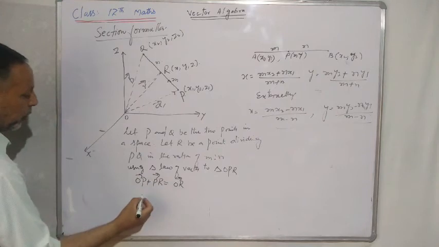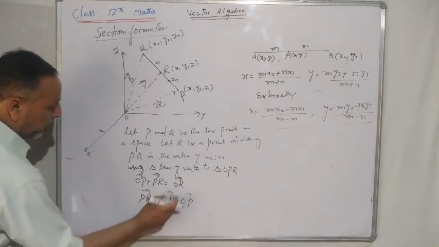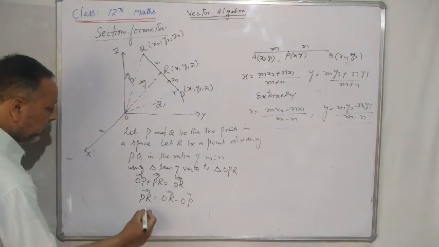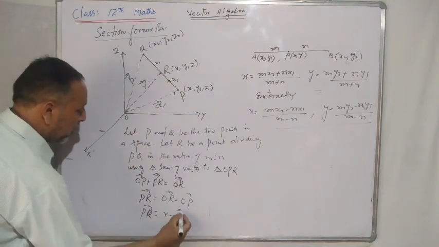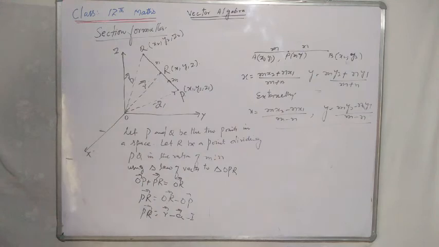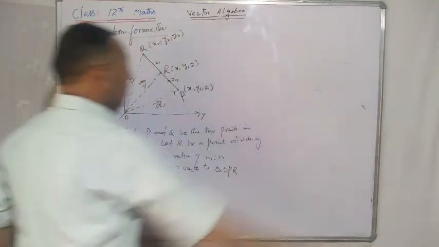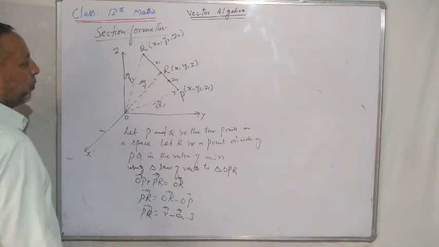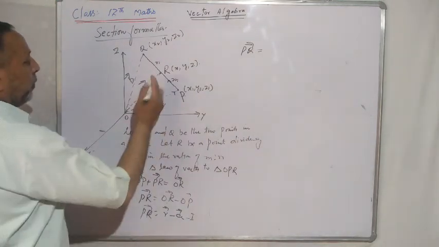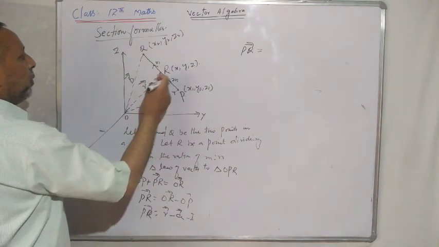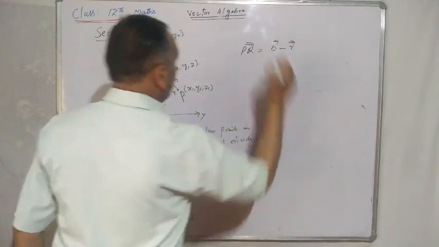तो PR किसके बराबर होगा, OR minus OP। तो PR होगा OR minus OP और PR is equal to OR, OR मेरे पास vector R है, minus OP जो मेरे पास vector A है। उसको मानता हूं first. Now इसी तरह मैं यहां निकालता हूं, RQ is equal to B minus R, vector B minus vector R.